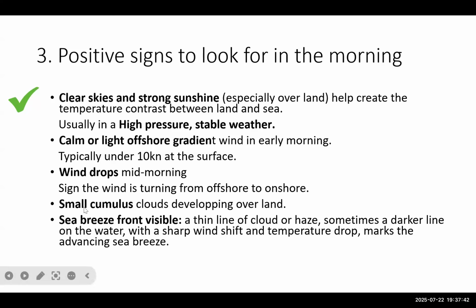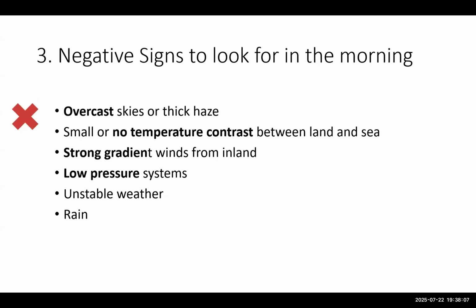If you see some cumulus clouds developing over land, another good sign. And finally, on some days, you may be able to see the sea breeze front. It's usually a thin line of cloud or haze. You can sometimes see a darker line on the water. This is the wind coming, and this marks the advancing of the sea breeze. Of course, there are also some negative signs, which are overcast sky, no temperature contrasts, a strong gradient as we mentioned before, or a low pressure system with unstable weather and rain. This will not help the sea breeze to happen at all.